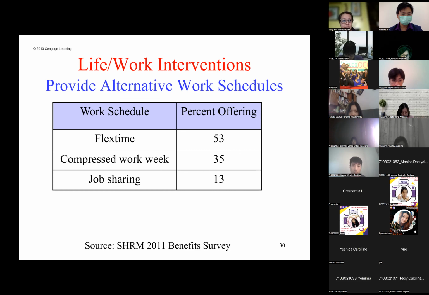A compressed work week. So for example, instead of working Mondays to Fridays, you can work Mondays to Thursdays, but this time with an increase to 9 hours every day instead of 8 hours. 35% of work organizations are doing this. Job sharing, like team teaching: 13% of companies are doing this to alleviate stress also among their employees.